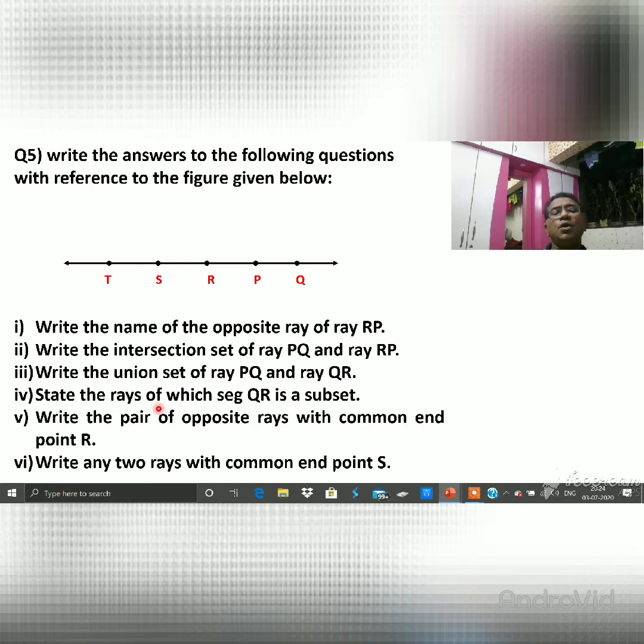State the ray of which segment QR is the subset. So QR is the subset. So QR must be a subset. In mathematics, you have already learned what subset means. Subset means all the elements are present in another set. Then it is called a subset.